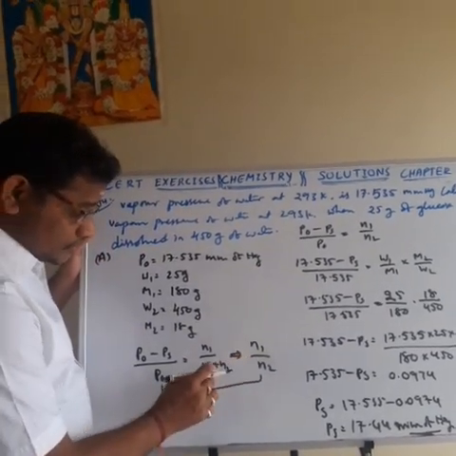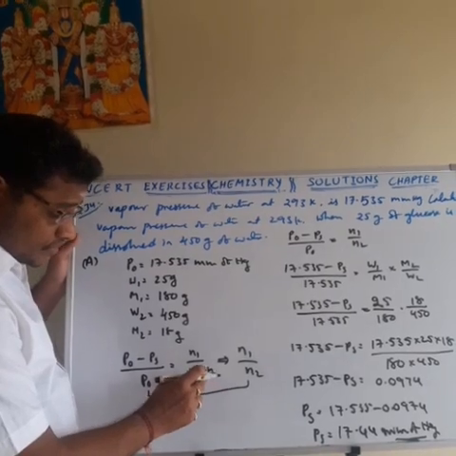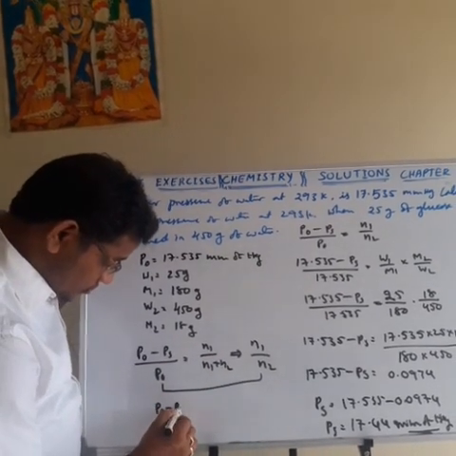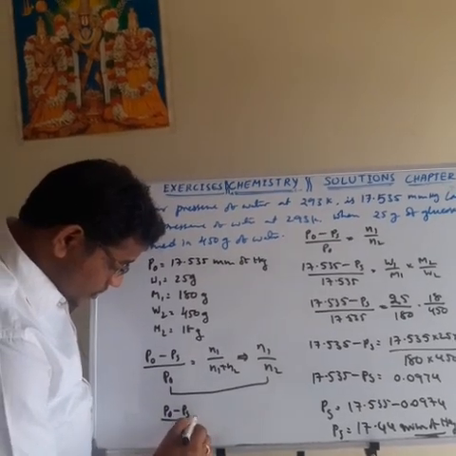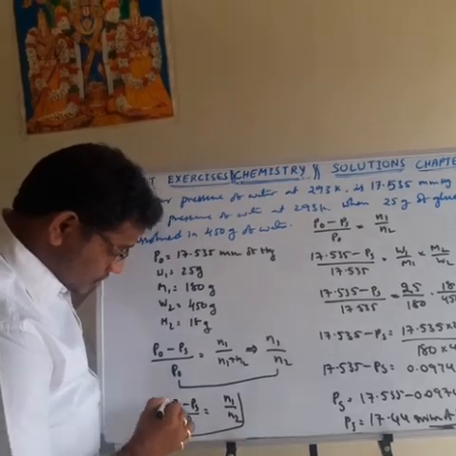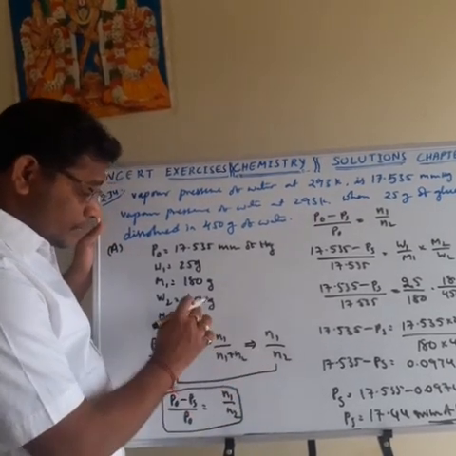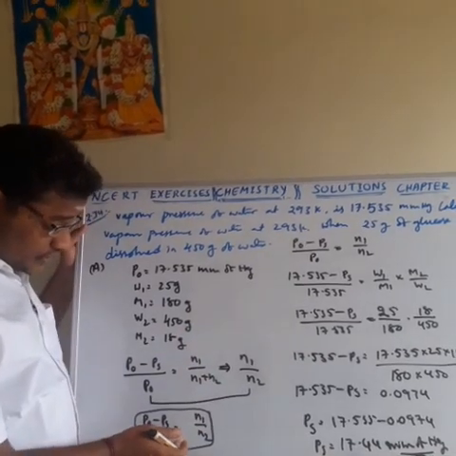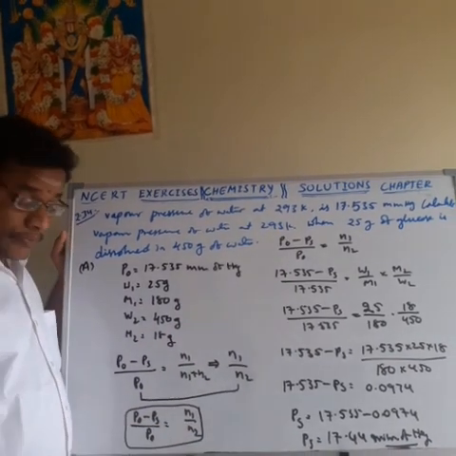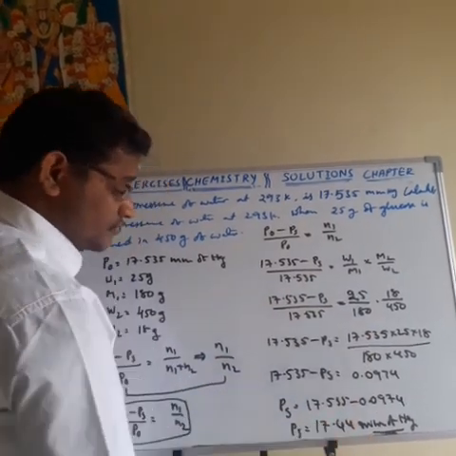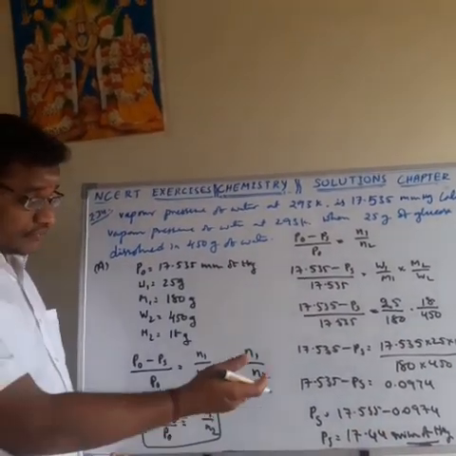Because the number of moles of the solute is less than the number of moles of solvent, N1 is negligible. Then (P0 minus Ps) divided by P0 is equal to N1 by N2. Why? Because the number of moles of solute is less compared to the solvent, that is a very dilute solution. For a very dilute solution we use this formula. We substitute these values, and finally we get 17.44 mmHg.